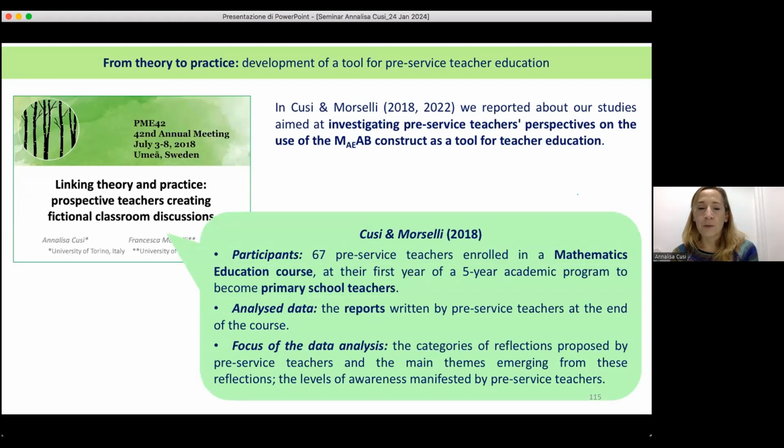The participants in the study were 67 pre-service teachers. They were enrolled in a mathematics education course to become primary school teachers. We in particular analyzed the reports that pre-service teachers wrote at the end of the course. And the analysis was focused on different aspects, including the awareness manifested by pre-service teachers about the educational project within which they were involved.